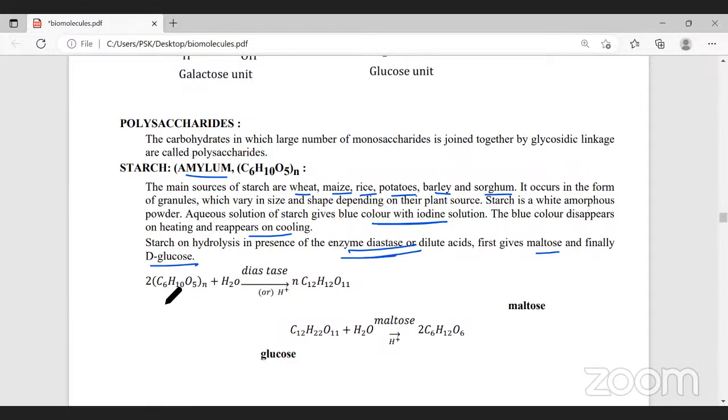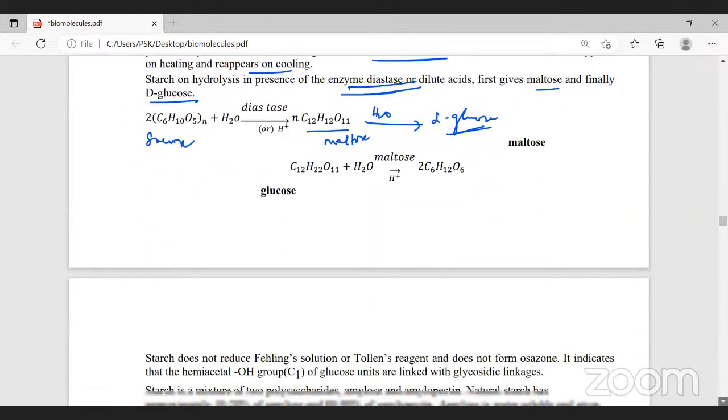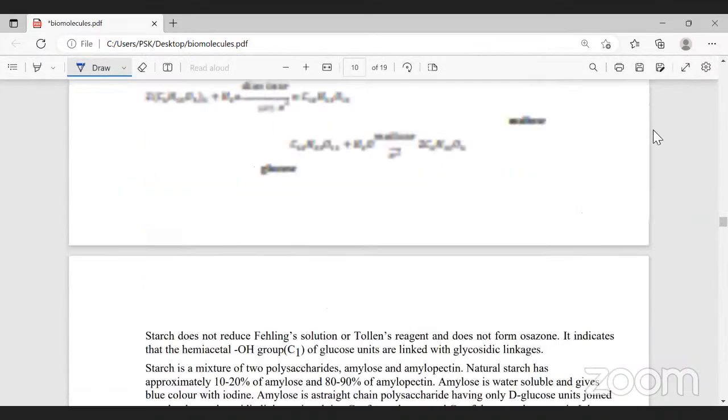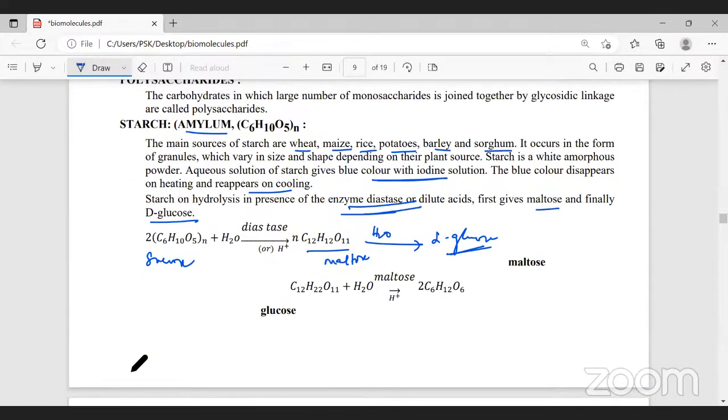So starch on hydrolysis in the presence of the enzyme diastase gives maltose. This maltose further undergoes hydrolysis to give glucose units. So the final product on hydrolysis of starch is glucose. Now, starch contains two parts. The first part of the starch is called amylose.